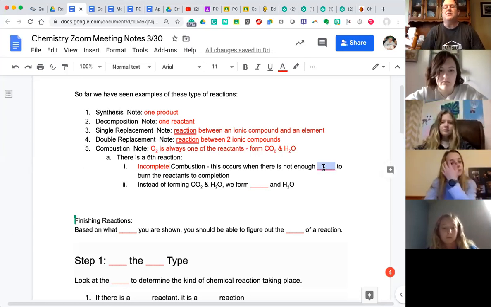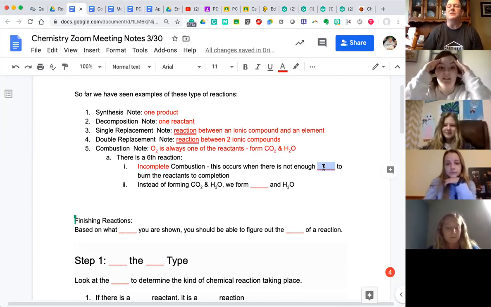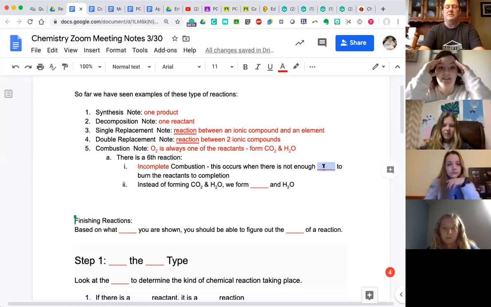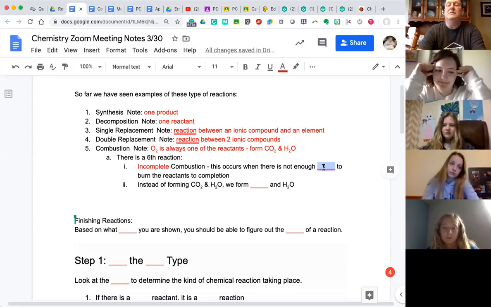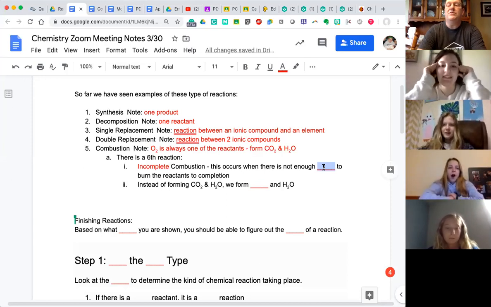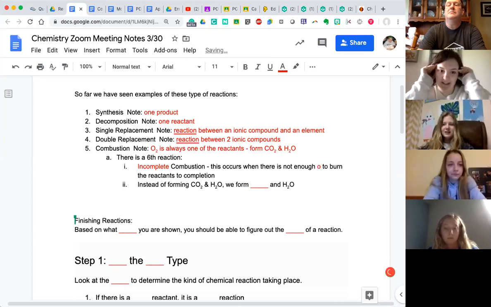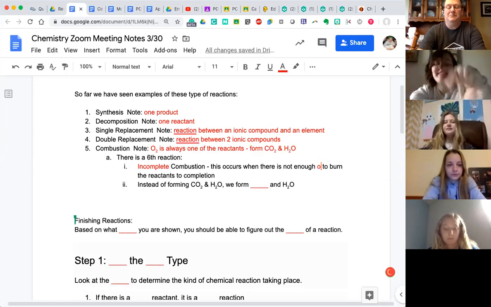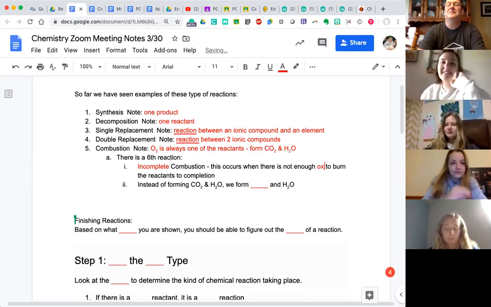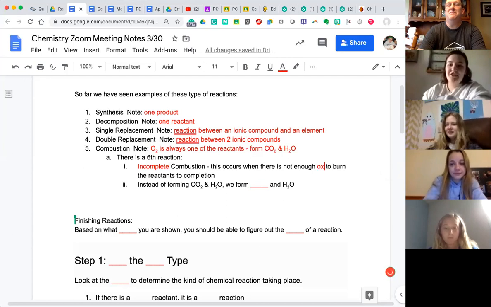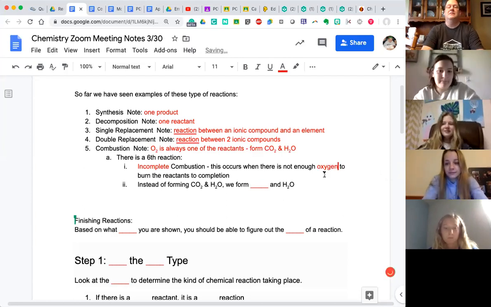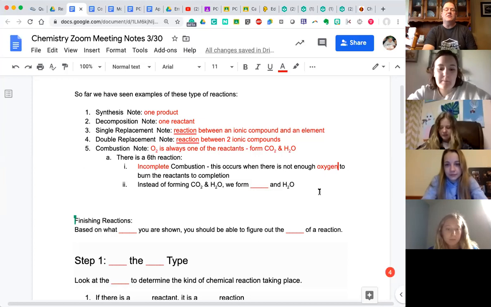So incomplete combustion, Maya, what do you think? It occurs when there's not enough what to burn the reactants to completion? What causes things to burn besides heat? You're right, you have to have heat. Things don't burn if there's no oxygen to start with. So if there's not enough oxygen to burn it completely, then it's an incomplete reaction.